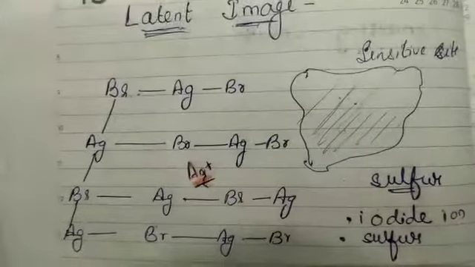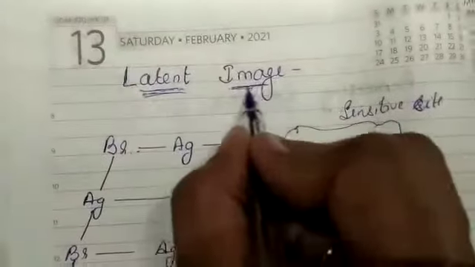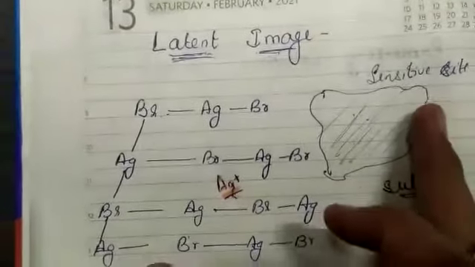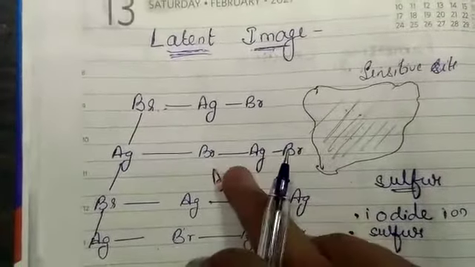Hello everyone. Today we are going to read one more topic from radiology, and that is the latent image. Now I have made a diagram over here. This is the diagram of a film emulsion. Now what do you see in this diagram?